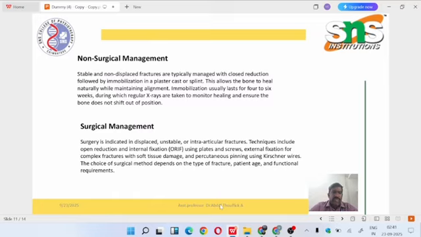Surgical management. Coming to surgical management, open reduction and internal fixation with plates and screws is used. External fixation may be used for complex fractures with soft tissue involvement. The choice depends on the fracture type, the patient's age, and the functional needs of the patient, which may be affected by the fracture.